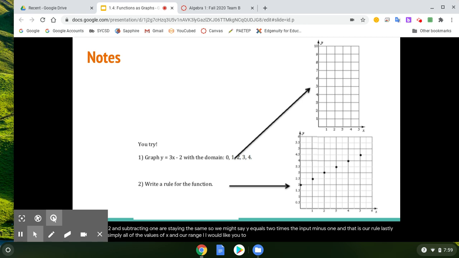Now I'd like you to try for yourself by graphing y equals 3x minus 2 with the following domain, and then writing a rule for the function of the second graph. So pause the video now before revealing the answers.